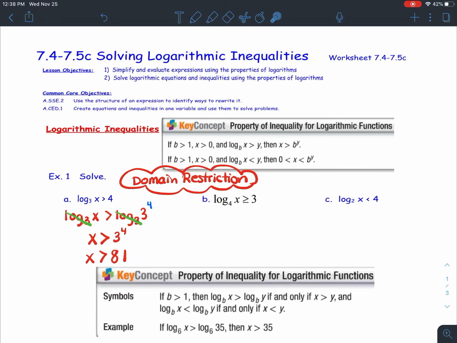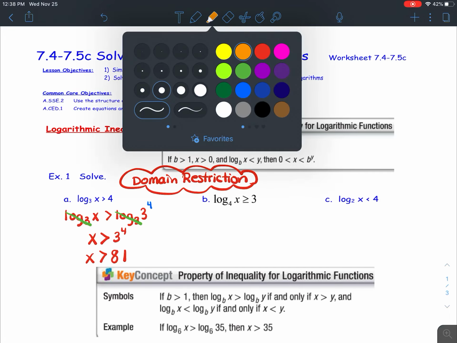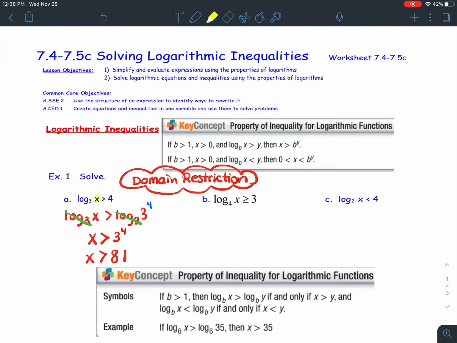We're not going to test all of those numbers in for x, but if you look back at the original problem, you can see that the restriction is that the argument has to be a number that's bigger than 0. And that's actually the case in all three of these problems. The restriction is that x has to be greater than 0, because x is the argument in all three of these. It's nothing more complex than that.